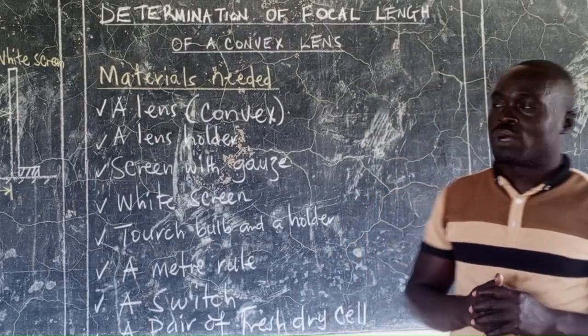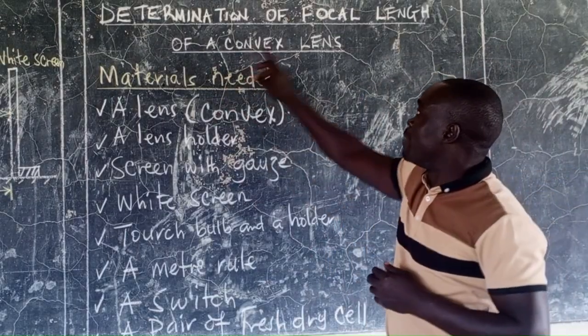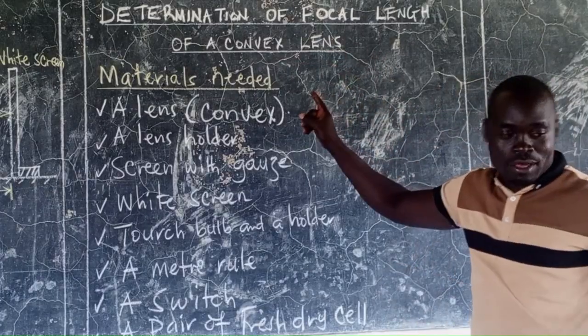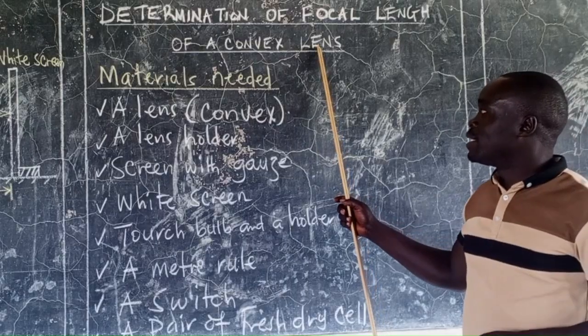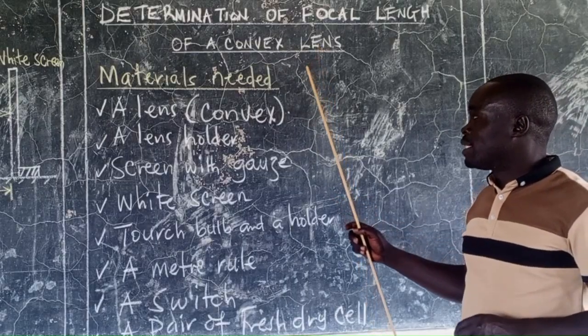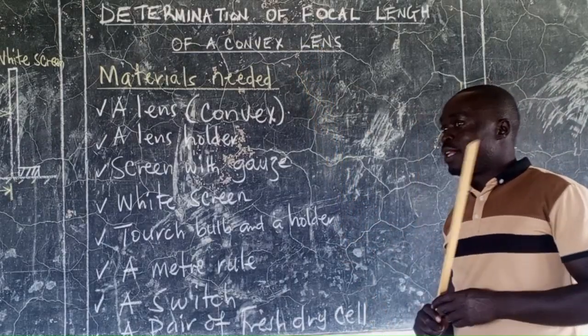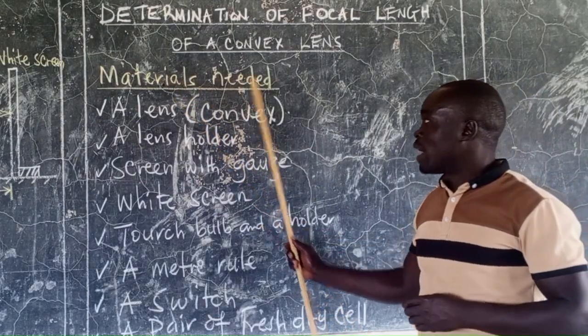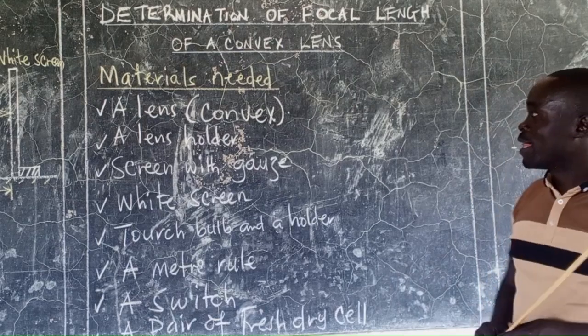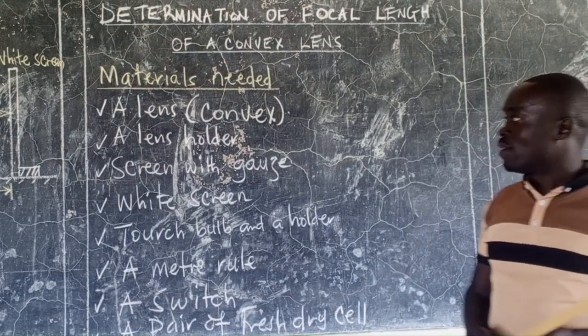Today we are going to look at the determination of the focal length using a convex lens. In that, there are parameters that we need to have. So the materials that we need when you want to determine the focal length of the convex lens.